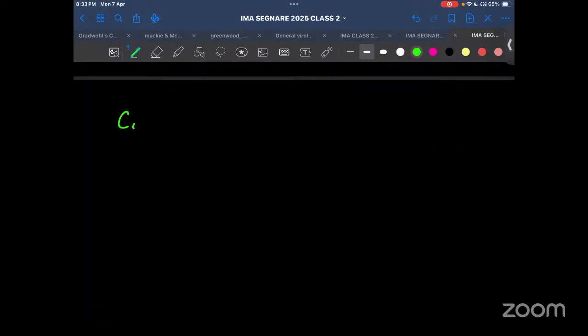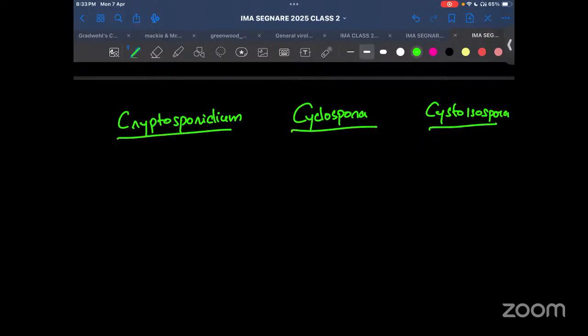So we have Cryptosporidium. Cryptosporidium parvum is the full name. Then we have Cyclospora, and Cystoisospora. These are also known as coccidian parasites, and all these parasites are acid-fast. All of them cause diarrhea.